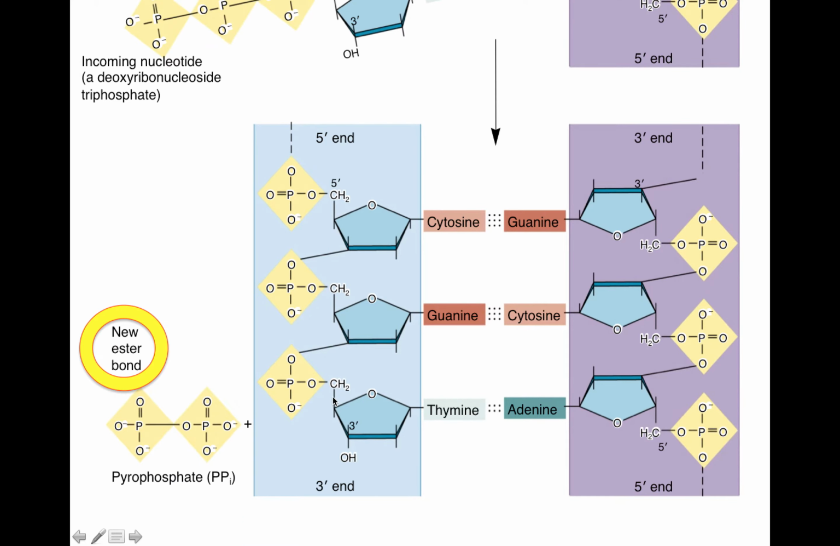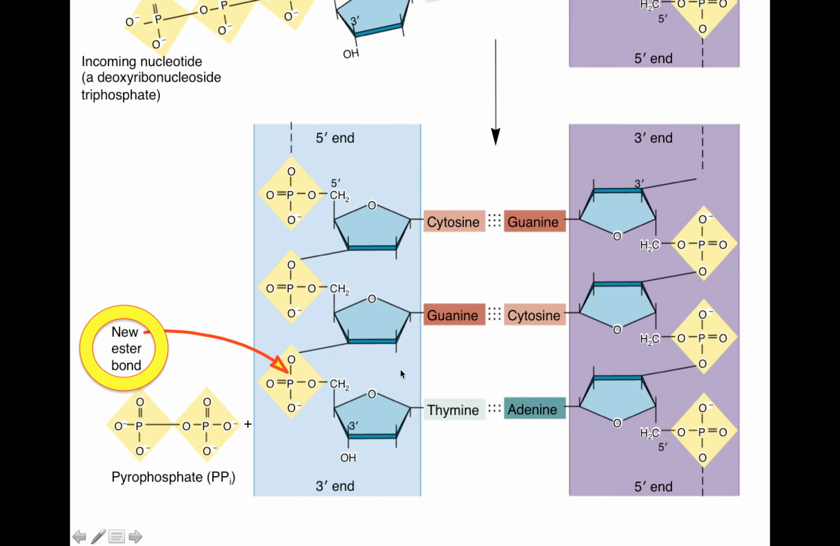So here's the new ester bond, right here. The oxygen from the phosphate is now attached to the 3' carbon of the previous sugar, the end of the molecule that we're extending. So this is the new bond that's formed right here. When this bond is broken and pyrophosphate is released, the pyrophosphate will then further hydrolyze and yield additional energy for this particular reaction.